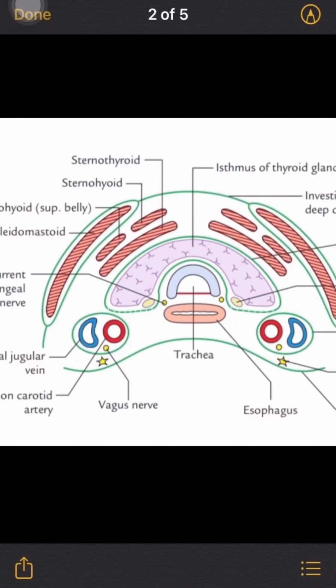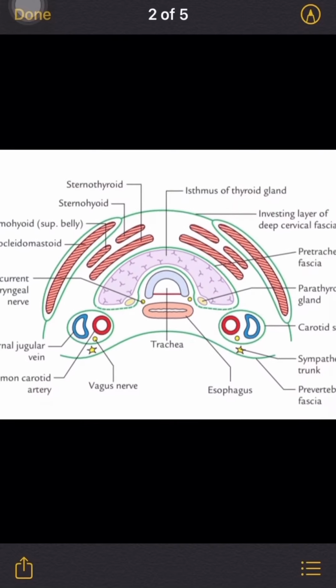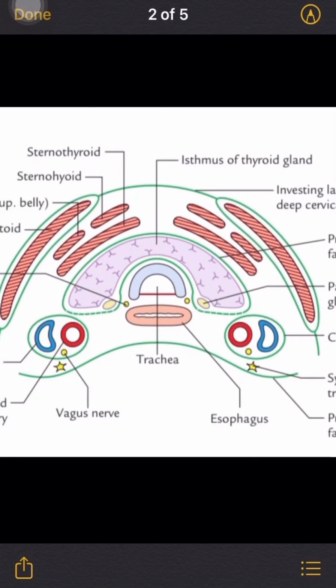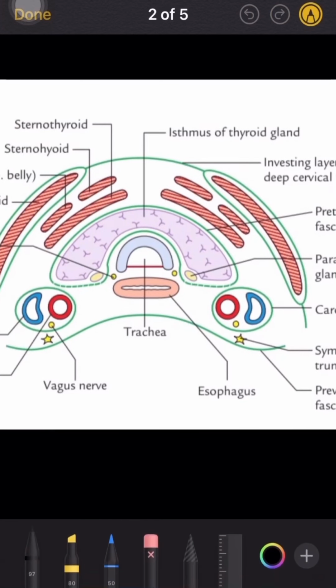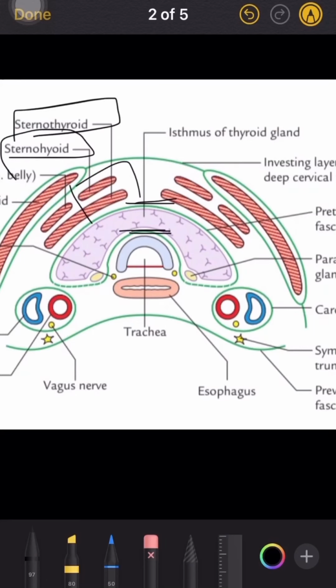Now we'll see the relations of the isthmus of the thyroid gland. Here there are two surfaces, anterior and posterior, and there are two borders, that is superior and inferior border. The relations of the anterior surface are two strap muscles. One is sternohyoid and the other one is sternothyroid. So it's these two muscles. When we come to the posterior surface, we already know that it's the second, third and fourth tracheal rings.